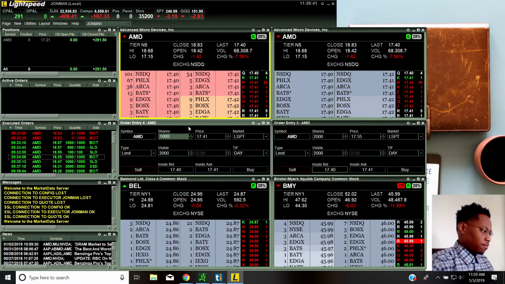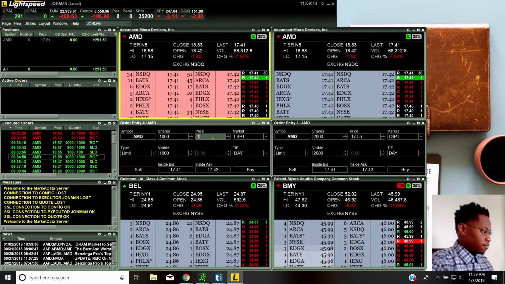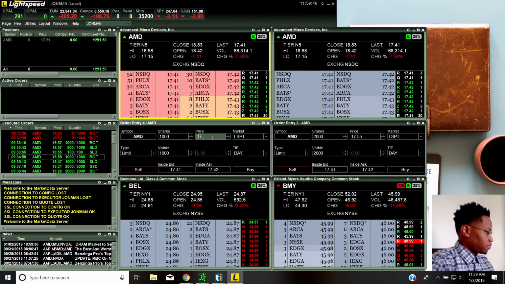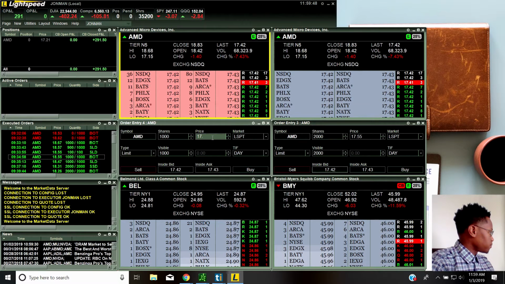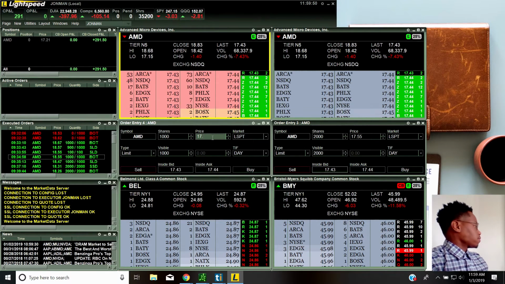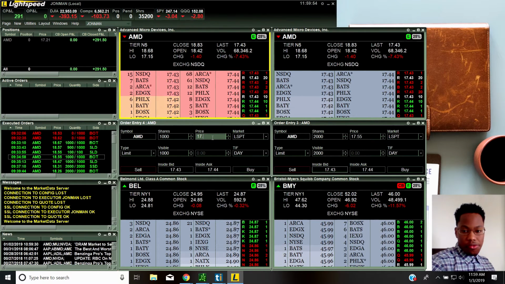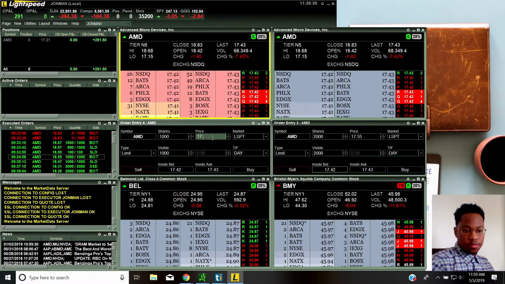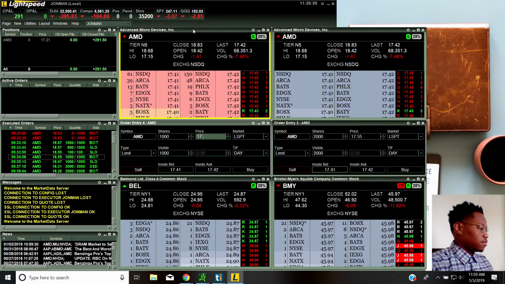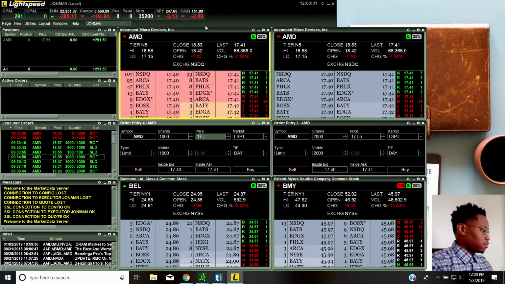First thing you're going to notice is I'm going to reduce my share size from 2,000 shares to 1,000 shares. I'm doing it because I'm trying to reduce risk. As you can see at the top left, I already have $291 of profit for today. I'm not trying to risk that, so I want to make sure I reduce my risk, therefore I reduce my share size.